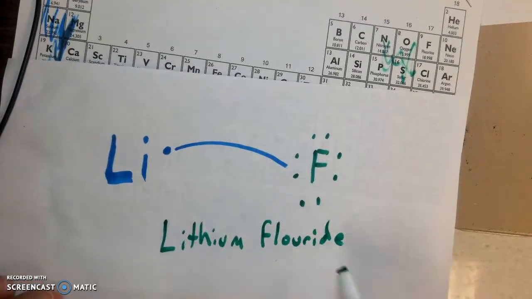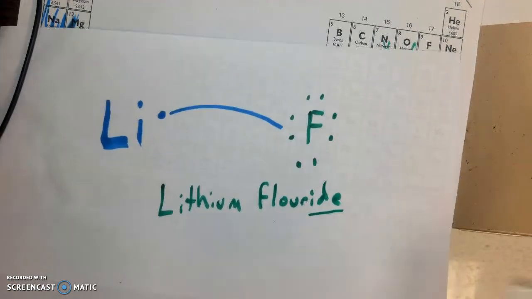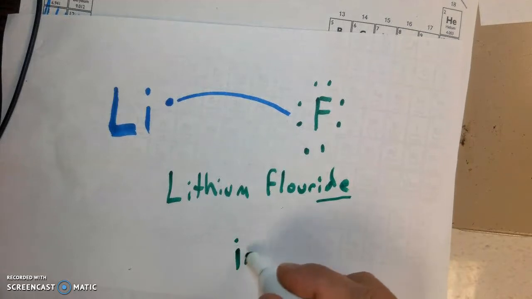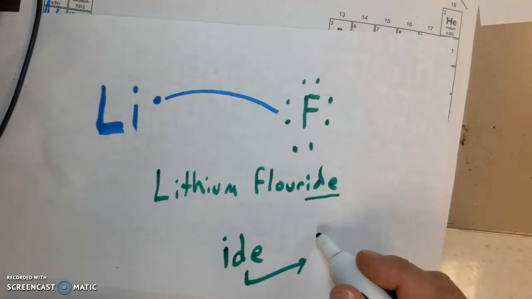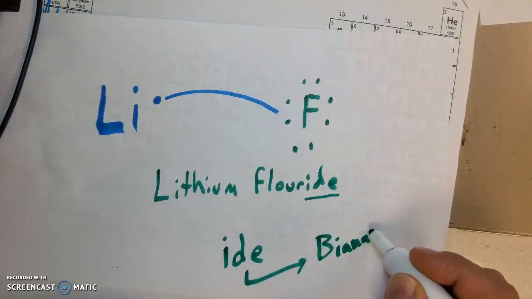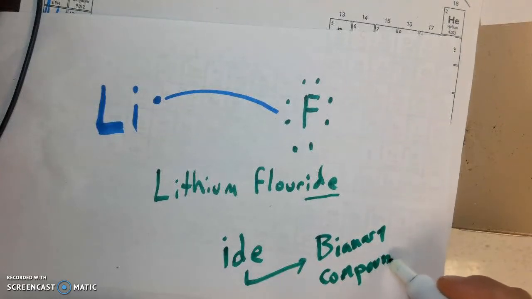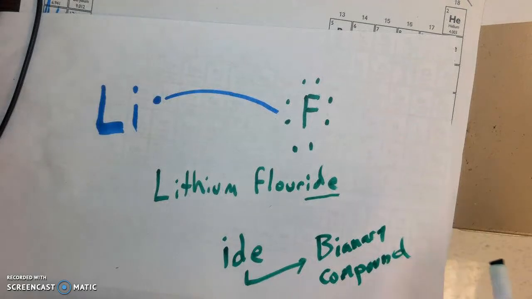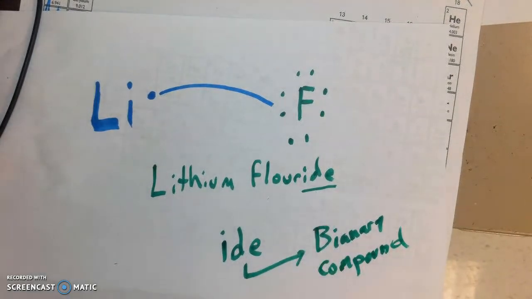That IDE right there means that an ionic bond has happened. That IDE suffix we use means two elements bonded to form a binary compound. Binary means just two things together. IDE is a suffix that stands for binary compound. And let me show you how another one is going to work.